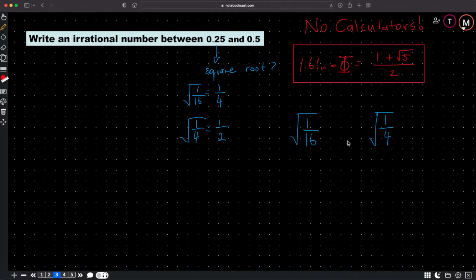So what basically we're asking, what is a fraction between 1/16 and 1/4? And then we're just going to put a square root symbol over it. So that's kind of just the question we're asking. What is a fraction between 1/16 and 1/4?